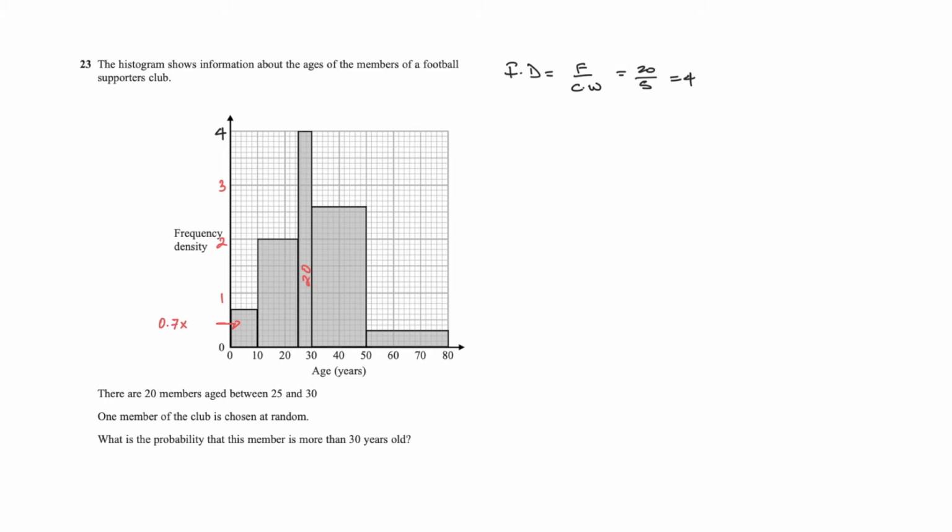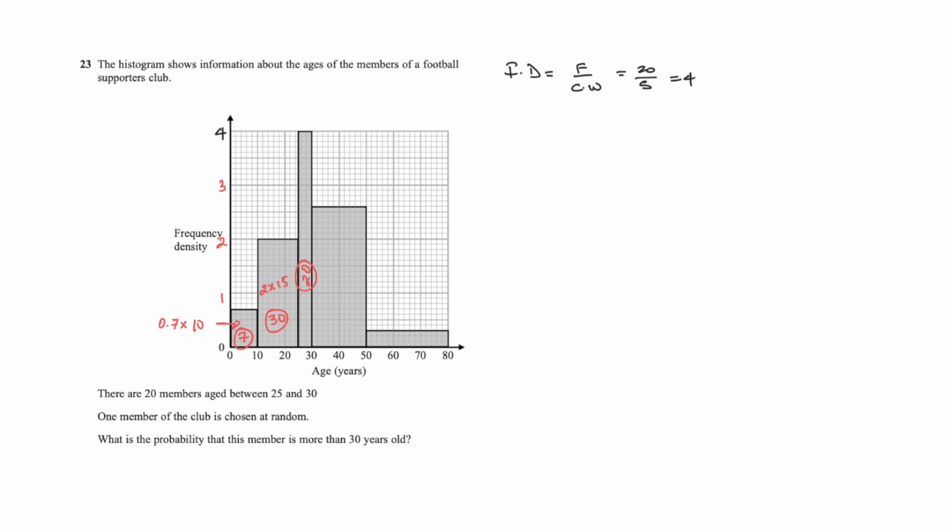0.7 times 10? So there are 7 people in here. And then in the second bar here, this is 15 there. See, that goes from 10 to 25, that's 15. So in that second bar, it's going to be 2 times 15, which means 30 people in that bar. Let me circle them so I know what I'm adding up at the end.